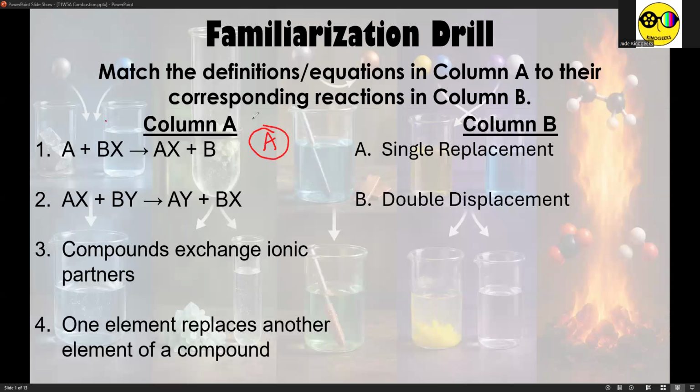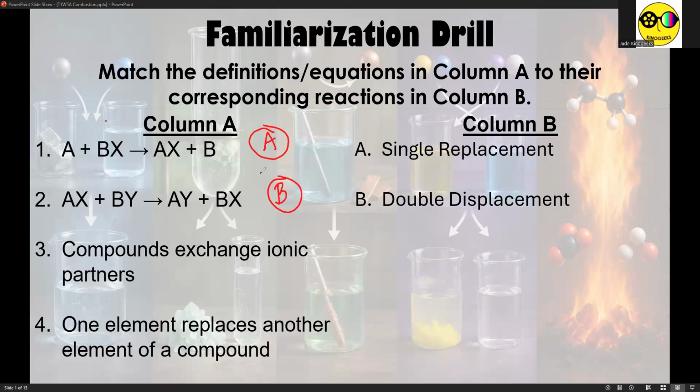For number two, we have AX plus BY forming AY plus BX. So A's original partner is X, but at the product side, A is now partnered with Y. B's original partner is Y, but on the product side, you have B now partnered with X. So you have changing partners, so double displacement.